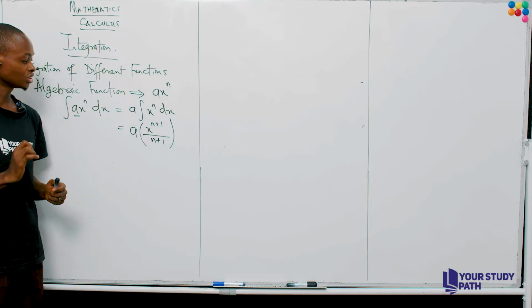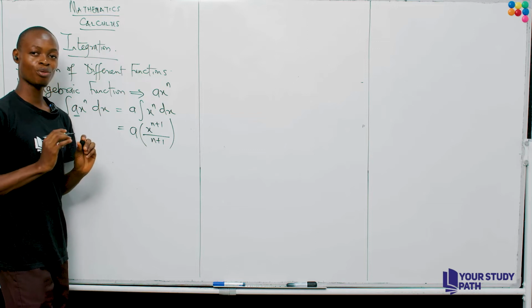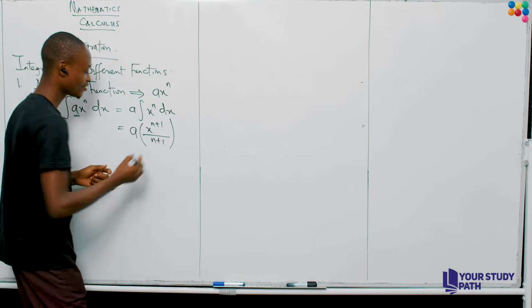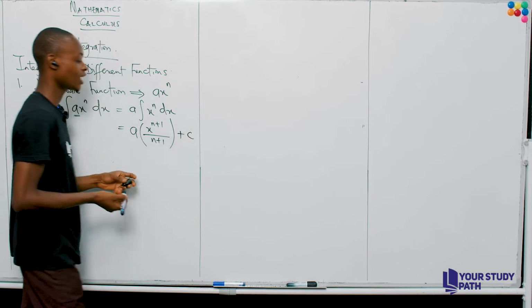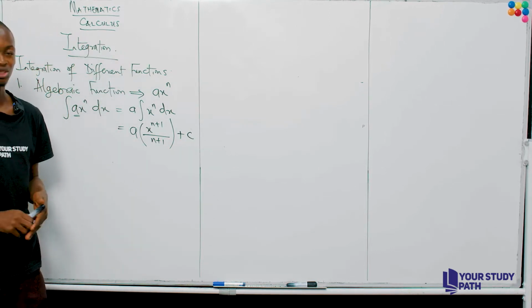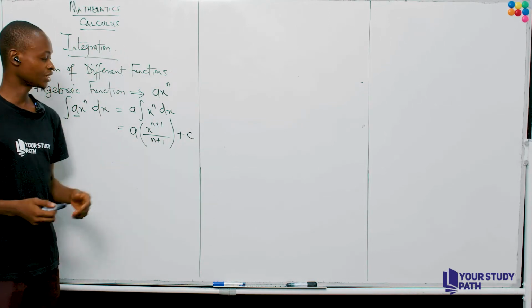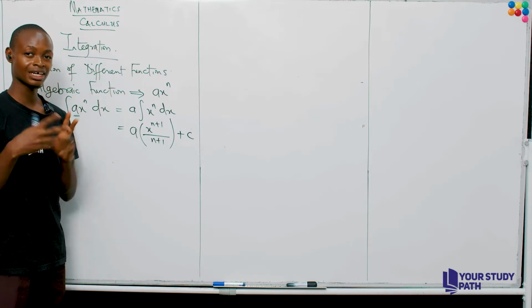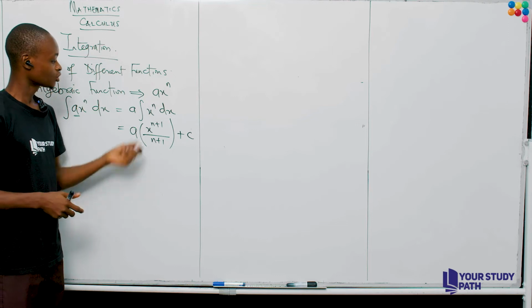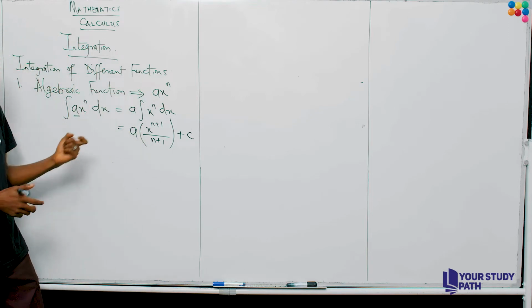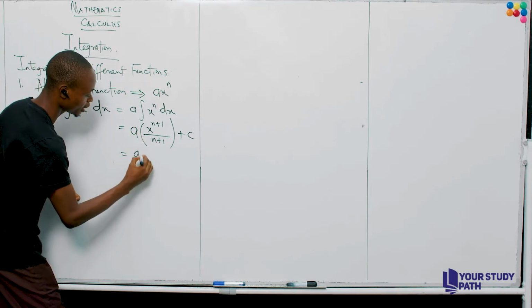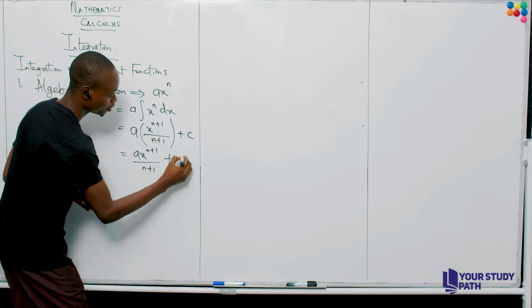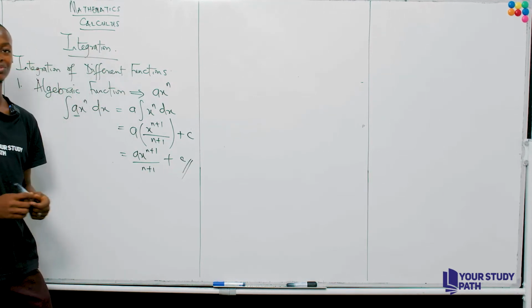Now, once we do this, the next important thing, which is very essential that you must not forget, is to add a constant of integration, plus c. Usually it is written as the letter c. Sometimes it can also be written as the letter k, and so on and so forth. So the integration of ax to the power n will simply now be equal to ax to the power n plus 1 divided by n plus 1, plus c. And this is a generalized form.